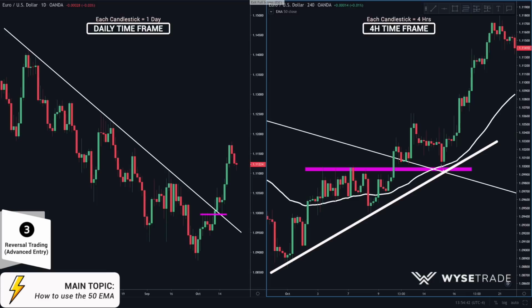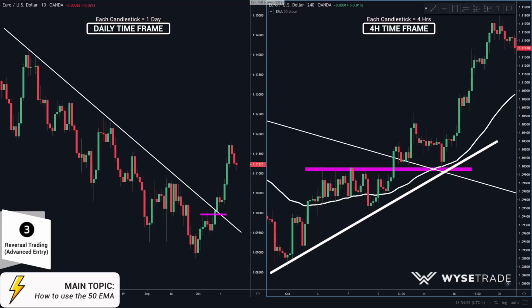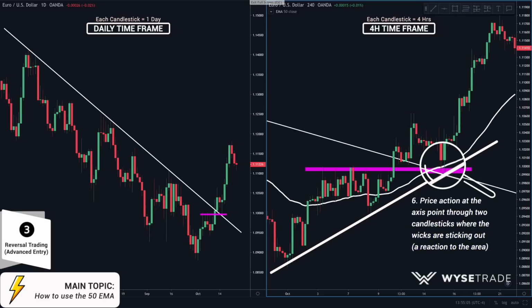5. And the most important part, you had your access point here, an area of high confluence, because the support level and the trend line and the 50 EMA and the backside of the long-term trend line all intersect perfectly. Now, as price approached this access point, we were looking for price action, which we got through these 2 great candlestick formations where the wicks were sticking out, showing that price is indeed reacting to everything at this area of high confluence and all its traits.